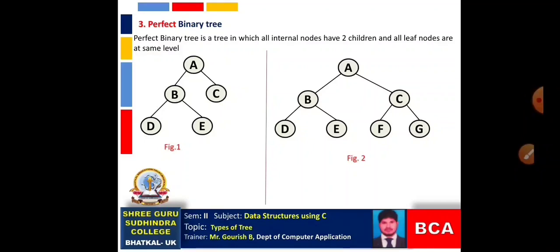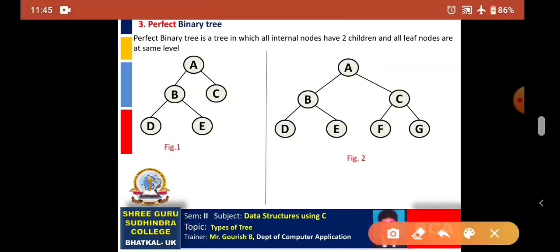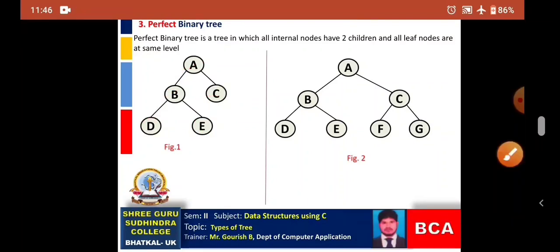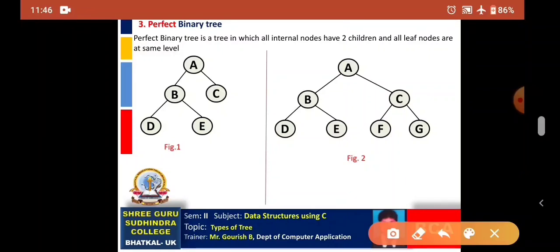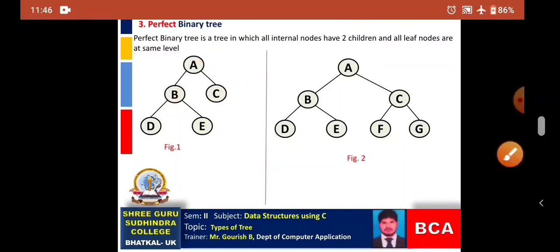Perfect binary tree is a tree in which all internal nodes should have two children and all leaf nodes are at the same level. Right? See, consider figure 1. Here A and B are internal nodes, right? And C, D and E, these three are leaf nodes, right? First condition is all the internal nodes should have two children. Internal node A is having two children, B and C. B is also having two children, D and E, right? This condition is correct.